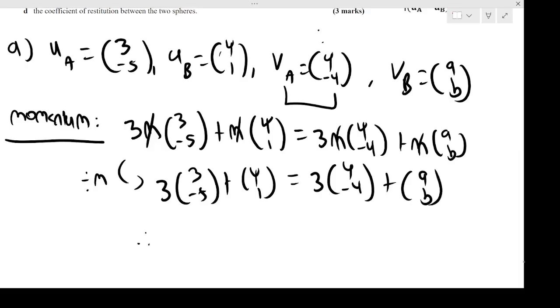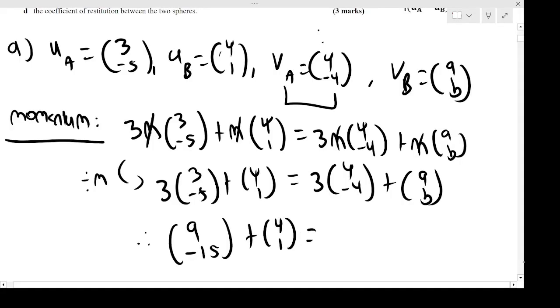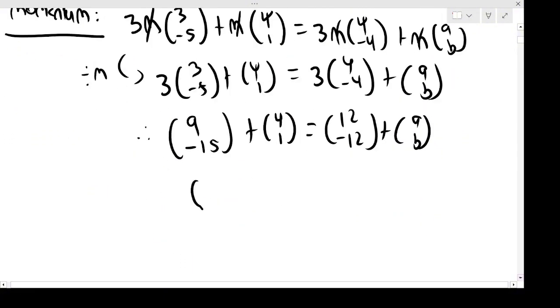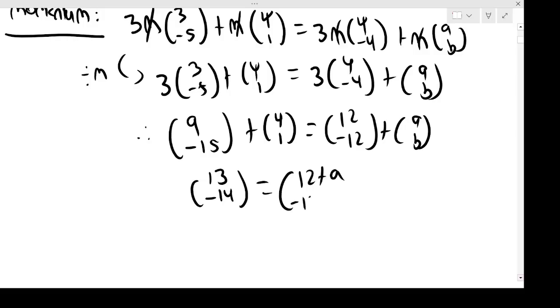So we're going to get 9 minus 15 if we multiply the first vector by 3, and then 4, 1 equals 12, and then minus 12, add AB. Then let's combine the vectors together. So on the left side, 9 add 4 is 13, minus 15 add 1 is minus 14, equals 12 add A, and then minus 12 plus B.